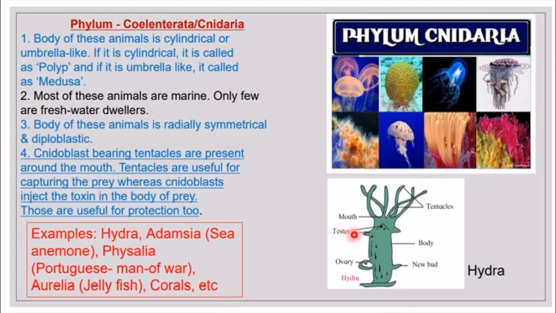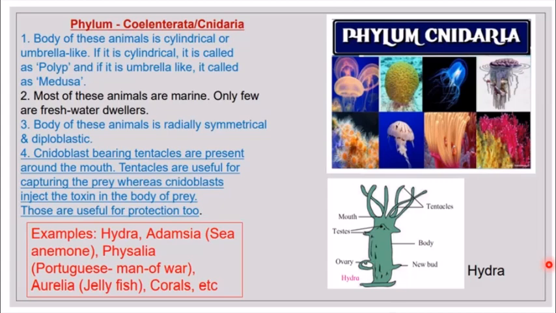Now you can see there are tentacles present here. You can see these tentacles even in the jellyfish. All of these have tentacles, and they have something called nidoblasts present in the tentacles. So whenever any organism tries to attack them, they inject a toxin from the nidoblast into that organism, their prey. The toxin is poisonous, so that organism is paralyzed and they can consume it, or they protect themselves from other organisms.